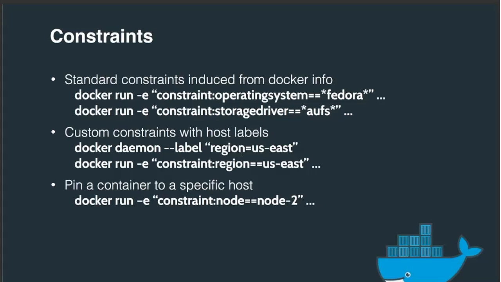Custom constraints are very useful. When you start your Docker daemon, you can add labels to it. This has been in Docker for a few releases already. Here is a small example: I start my daemon and tag it with region equal us-east. Then I can use this as a constraint, so I can say start my container only in this region. Also, you can pin a container to a specific node by using the node constraint. In this example, it's going to find a node that has node-2 as its name to start my container.